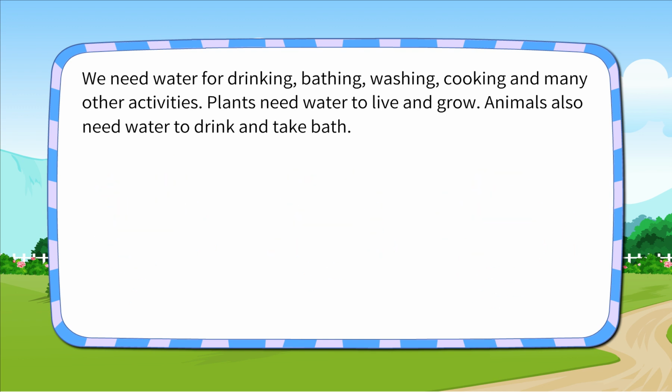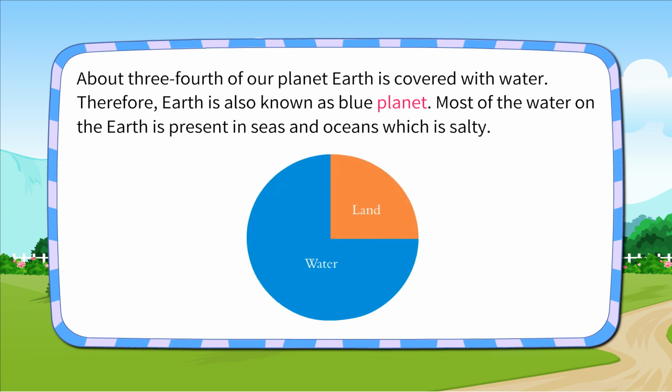Plants need water to live and grow. Animals also need water to drink and take bath. About 3/4 of our planet is covered with water. Therefore, Earth is also known as the Blue Planet.